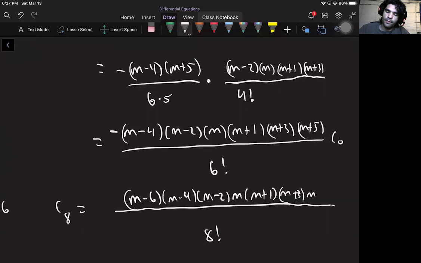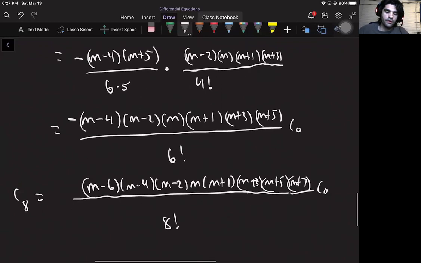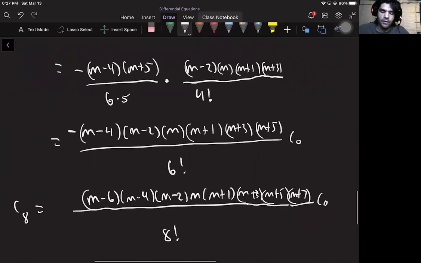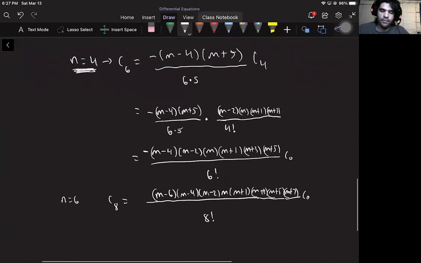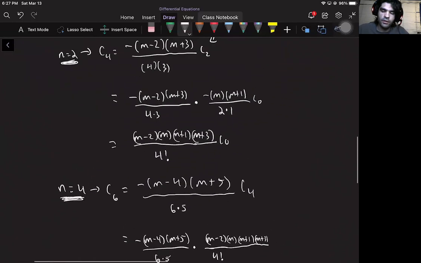So M plus 3, 5, M plus 7, C0. And now this one will not be negative because that negative will cancel. So that is my even numbers. That's like the pattern. The odd numbers will have a very similar pattern.